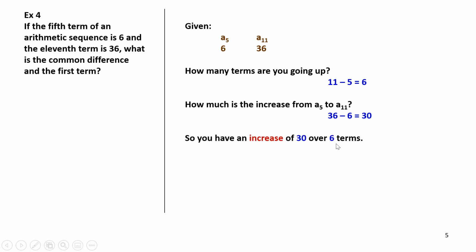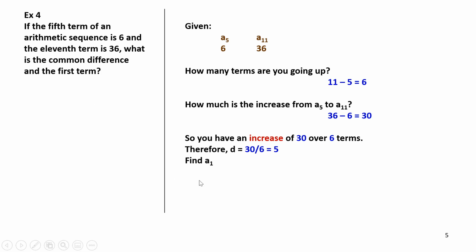An increase of 30 over 6 is 5 each time. So just a little different way to look at doing this problem, but it's exactly the same as number 3. Now that I know my common difference, I need to find a sub 1. It says, what is the common difference? We got that, that's 5.